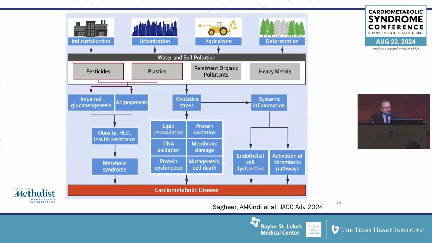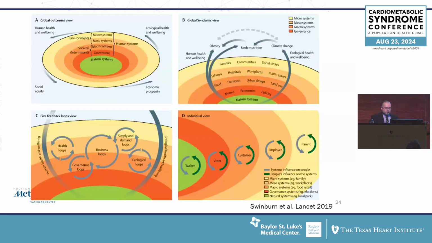I'm going to skip a couple of slides for the sake of time, but this is an important paper that came out in the Lancet a few years ago that looked at obesity from the lens of systems dynamics, from the lens of micro, meso, and macro systems. And thinking about obesity is not something that we can just tackle by prescribing a medicine to patients, because it's bigger than that. There are natural systems, there's governance, there are policies that are impacting neighborhoods.